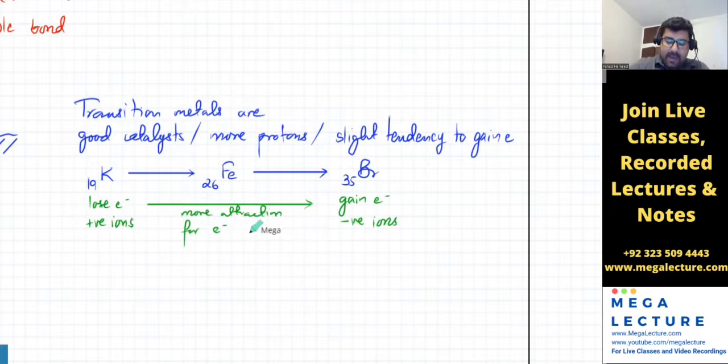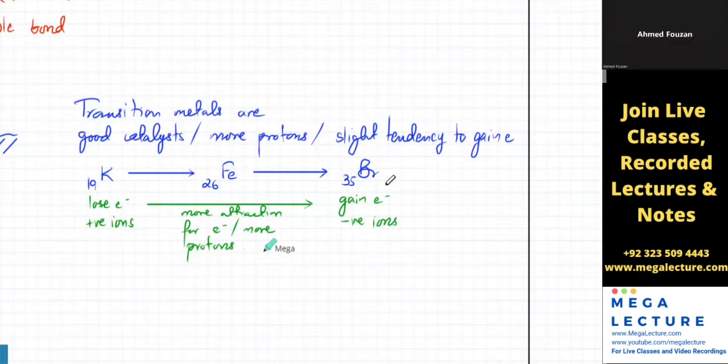And why do they have more attraction for electrons? Because there's more protons in the nucleus. Iba, is this clear? Is this part clear? Ahmed? Yes, sir. Yes, sir.